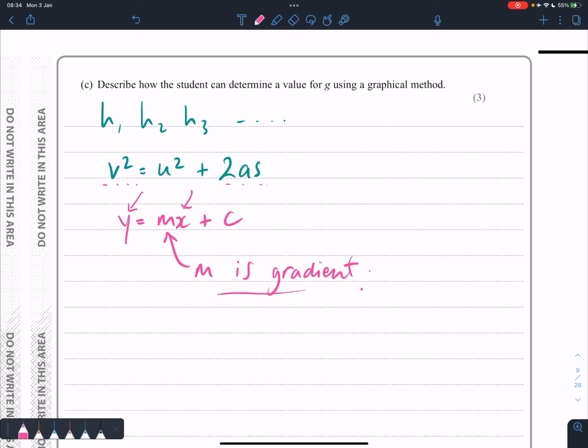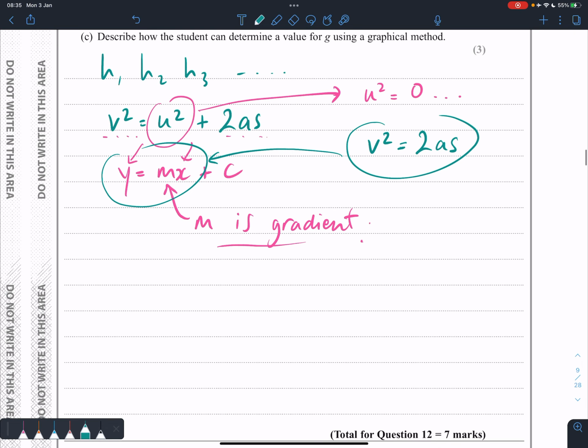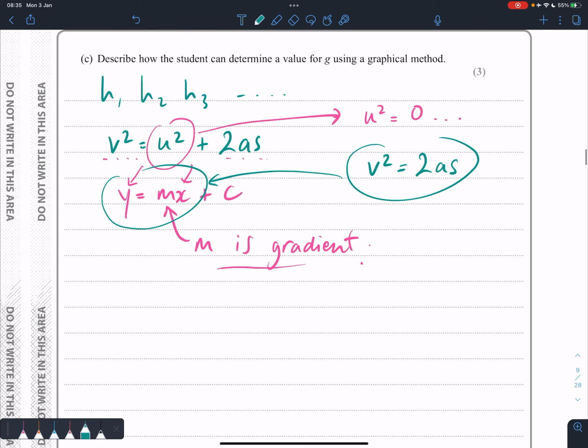Now, to give you a tip on this, u squared is going to be equal to 0, so we can ignore that. So this is going to turn into v squared equals 2as. And then with a bit of jiggery-pokery, you should be able to get that in a format similar to this and work out what to plot. And you probably need to talk about how you set your readings up in a table and then how you draw a little graph. Okay, that should be enough.